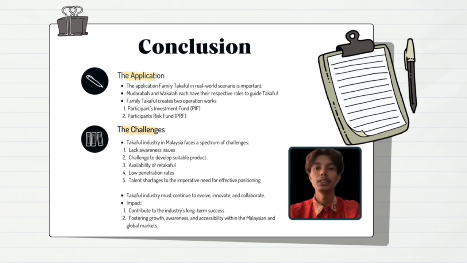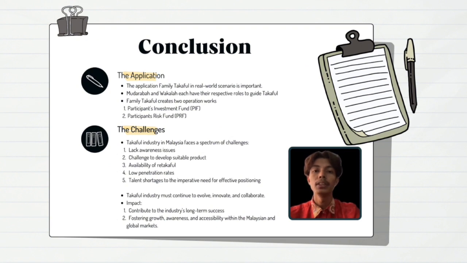The last part is the conclusion. In conclusion, the application of family takaful in real-world scenarios is important to all people. This is because family takaful operations practice fairness and transparency in the distribution of profit and loss, which is different from conventional insurance. Mudarabah and wakalah each have their respective rules to guide takaful. It led to the creation of two operation funds, which are the Participants Investment Fund (PIF) and the Participant Risk Fund (PRF).